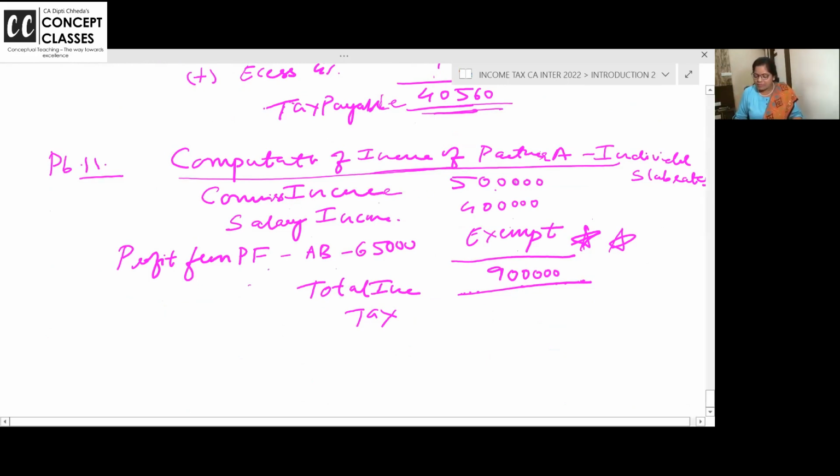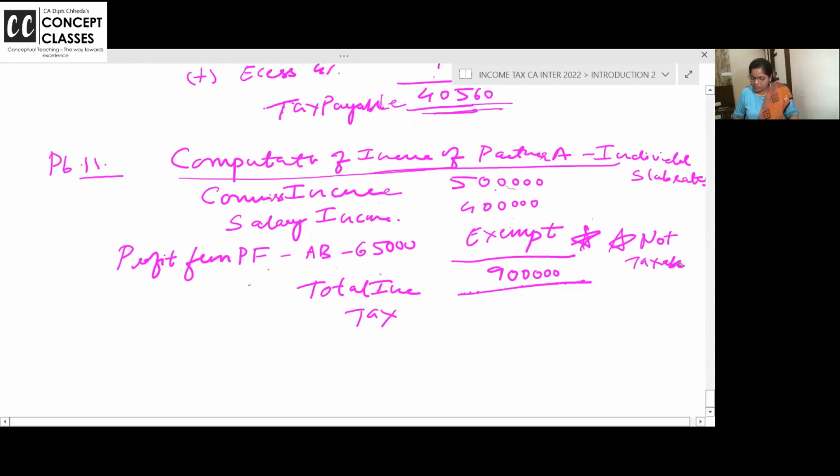My commission income is 5 lakh. I am getting salary from some other place, 4 lakh. I am getting profit from the firm, 65. But it is exempt, means it's not taxable. If you want, you write it. Exempt means not taxable in my hands because the firm has already paid tax.